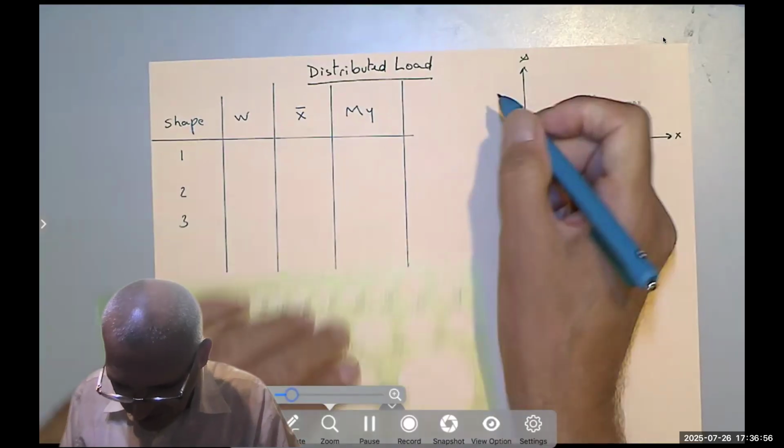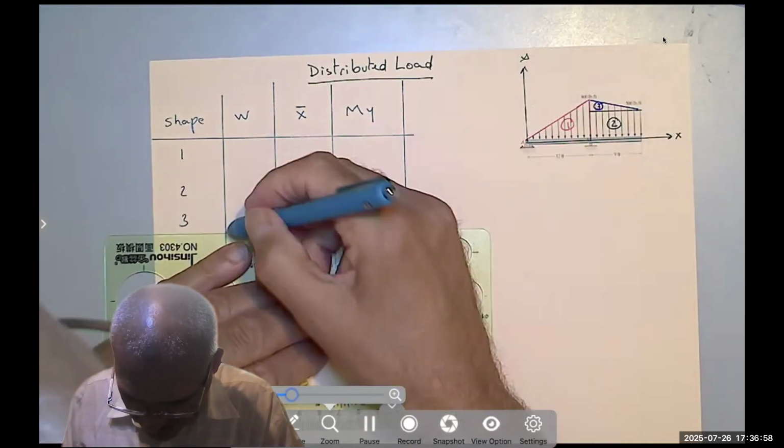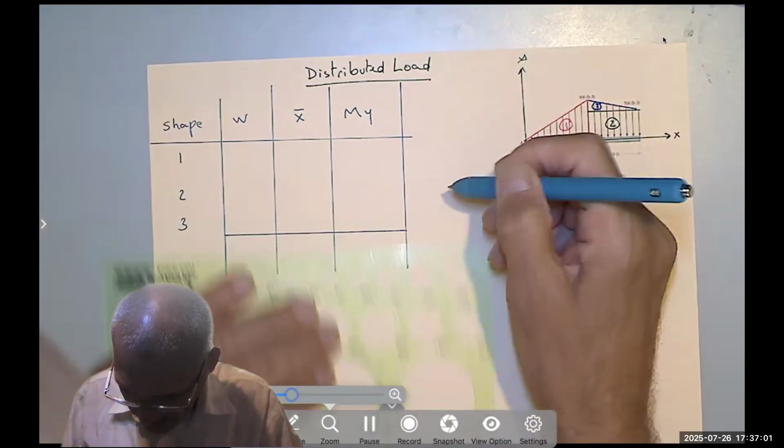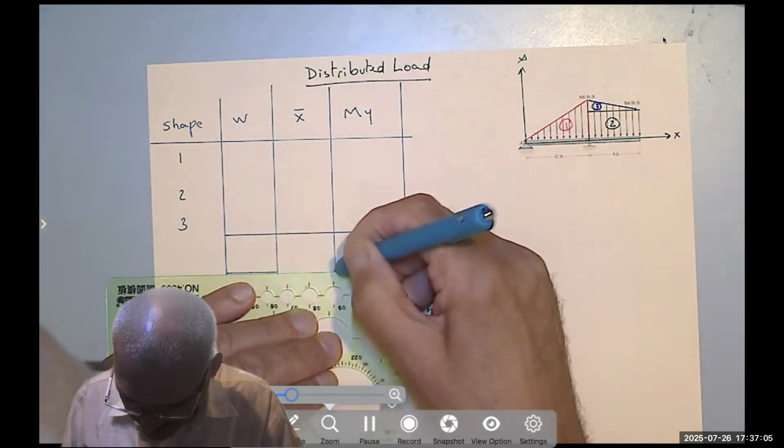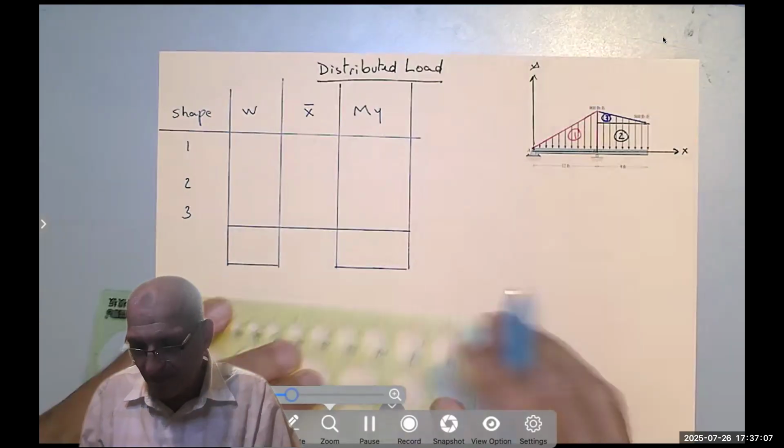That should be a short session, because it's really a repeat of what we did before.